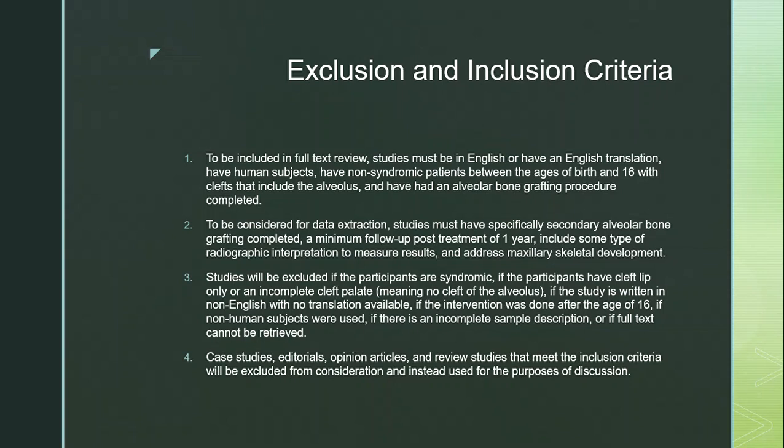Inclusion and exclusion criteria. To be included in the full text review, studies must be in English or have English translation, have human subjects, have non-syndromic patients between ages of 0 and 16, and with clefts that include the alveolus and have had alveolar bone grafting procedure completed.